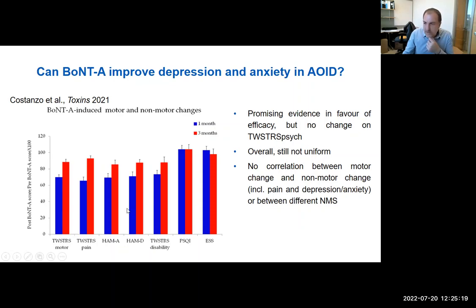Overall, this study does not really answer this question definitively. Maybe variability across patients. But what was interesting is that there doesn't seem to be any clear correlation between the degree of change on motor symptoms and that of non-motor symptoms like pain and depression or anxiety, which indicates that if botulinum toxin has an effect on non-motor symptoms, it probably goes through mechanisms that are different from those that help motor symptoms in dystonia.